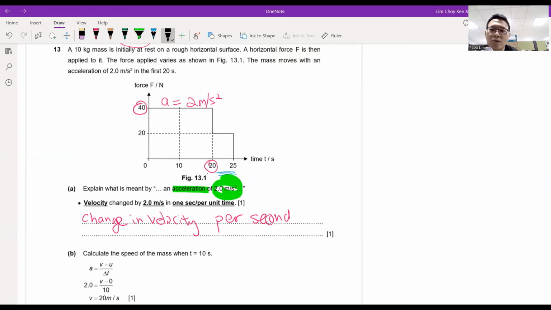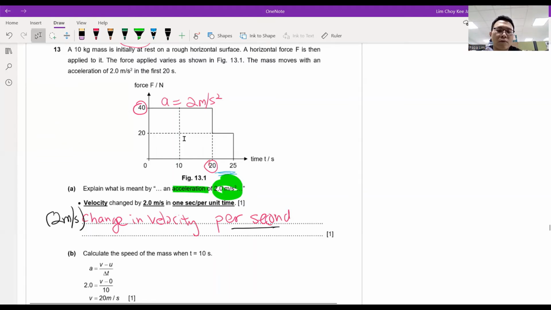So for an acceleration of 2 meters per second square, it actually means that the change in velocity is 2 meters per second in 1 second. That's what the question wants you to do. The question wants you to craft your answer with respect to the question. You need to answer the marker's question, not just your own question. If we ask you for a standard definition of acceleration, you just go ahead and write change in velocity per second. But if they ask you for an acceleration of 2 meters per second square, you have to make sure that your answer factors in that small additional thing, which is 2 meters per second square.